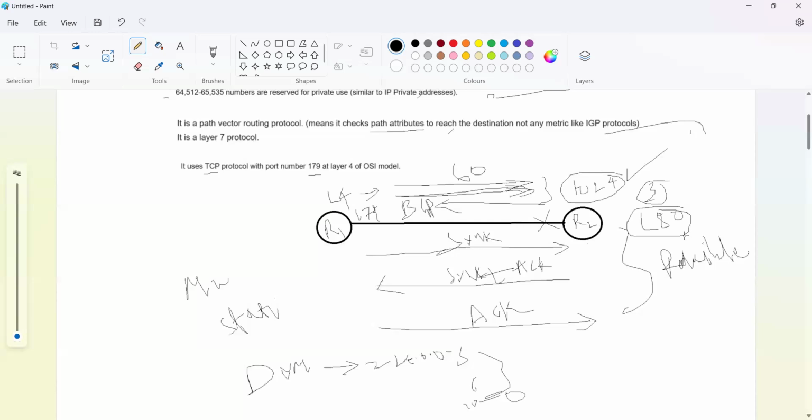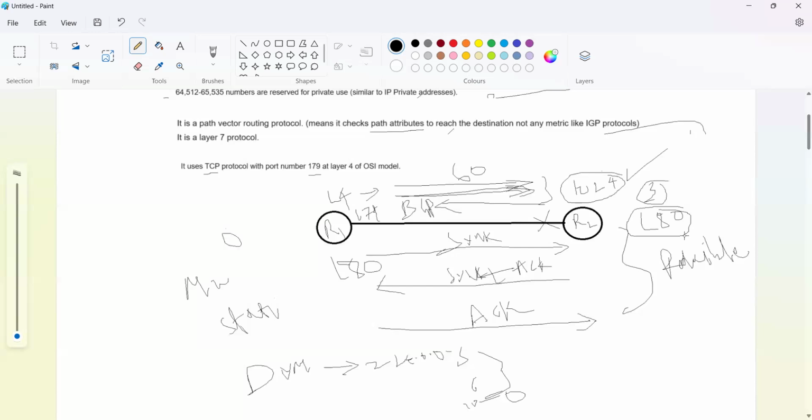This router will wait only 180 seconds. After 180 seconds, if the neighbor is not receiving any reply from R2 with the help of the port number... Whenever a neighbor is established, the port number will be stored in the BGP database. In the BGP database, the entire thing will be stored.